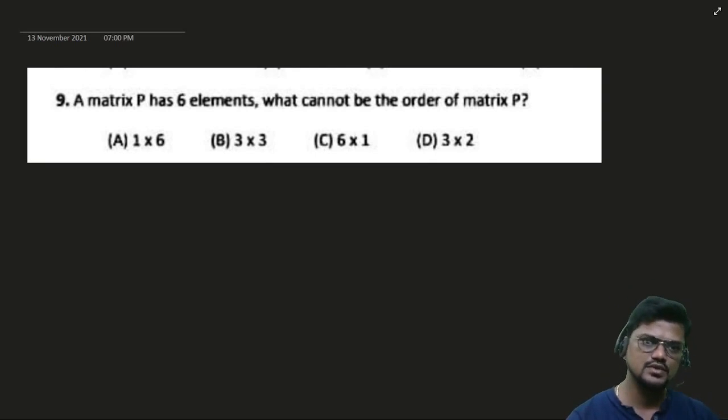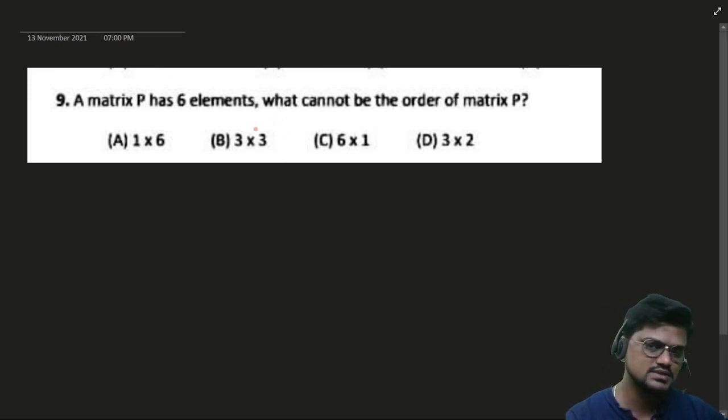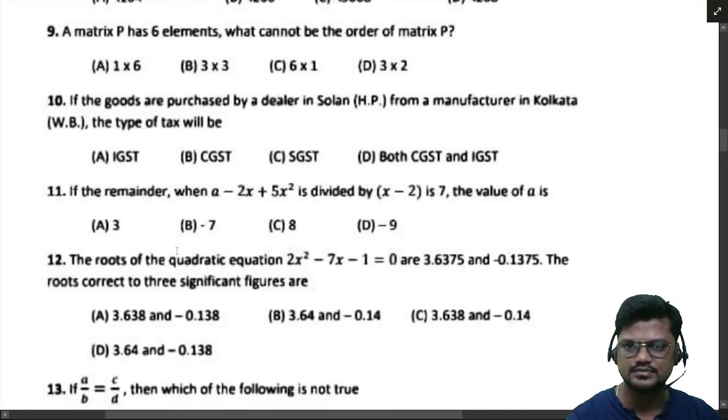Daksh. Yeah. Fine. So over here, the only answer which cannot be it is this. Why? Because 1 into 6 will have 6 elements. 6 into 1 will also have 6 elements. 3 into 2 will also have 6 elements. 3 into 3 will have 9 elements. That's why. Yeah. Next.